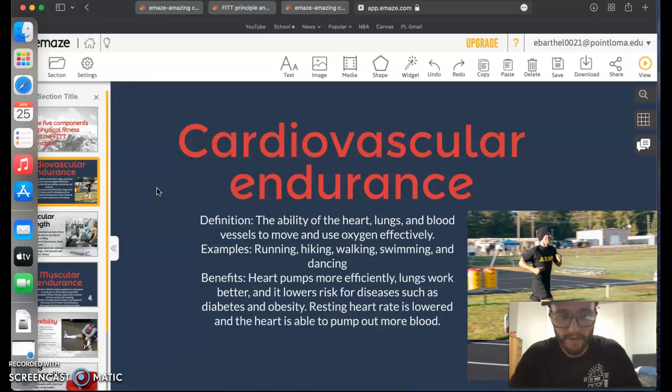And then the benefits of cardiovascular endurance include the heart pumping more efficiently, the lungs working better, and it lowers risk for diseases such as diabetes, obesity, and other heart-related diseases. So also when you have good cardiovascular endurance, your resting heart rate is lowered and the heart is able to pump out more blood more efficiently.